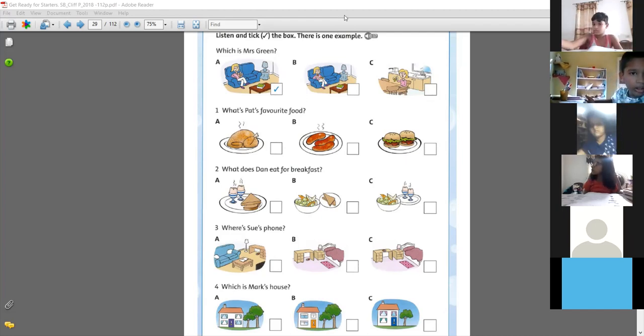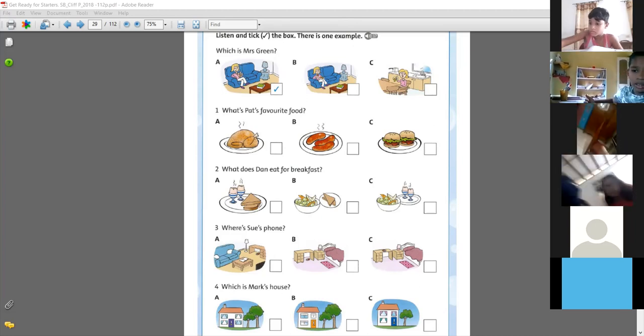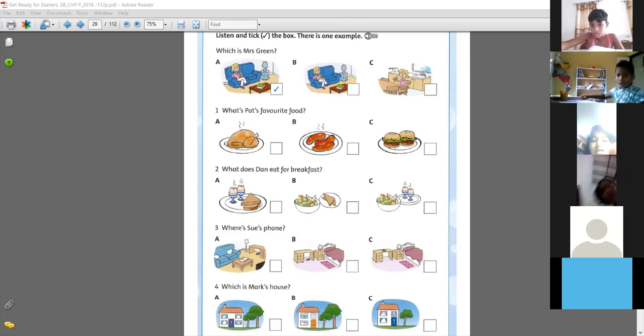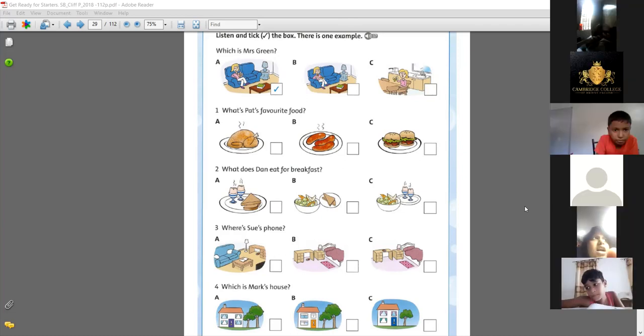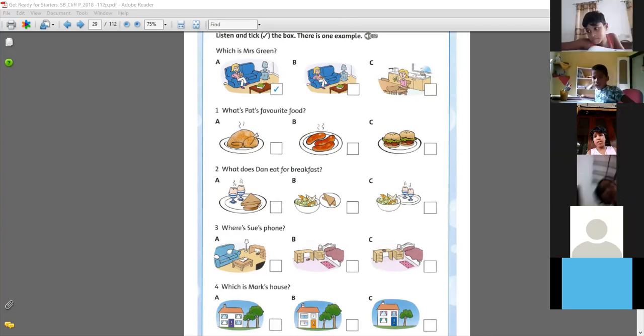Teacher, I can't hear it. Now listen and look. What about the others? Doesn't everyone hear it? Not, teacher. I can't hear it properly. It's a little sound.